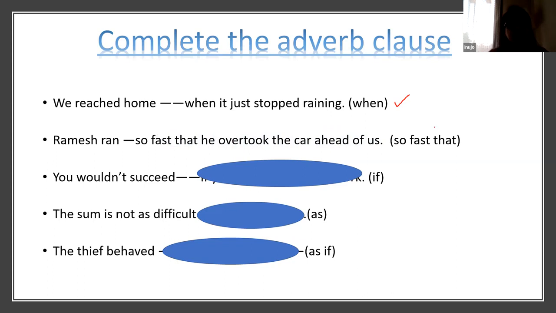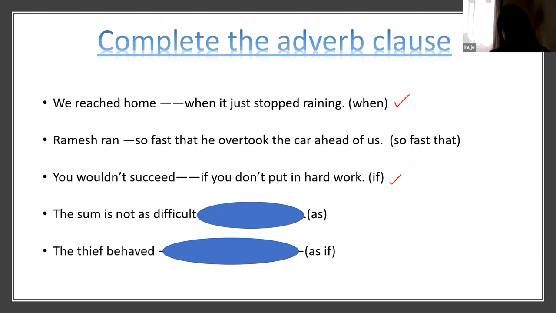Next one, you won't succeed. Use this conjunction if and let's form a sentence. Form an adverb clause. You won't succeed if you don't put in hard work. What is the condition? Since if, we use adverb clause of condition. You won't succeed if you do not put in hard work. So what is the condition? If you do the hard work, you will succeed. So that is adverb clause of condition.